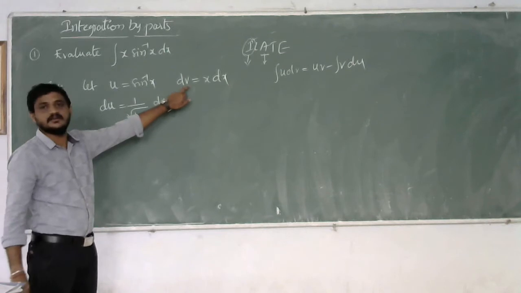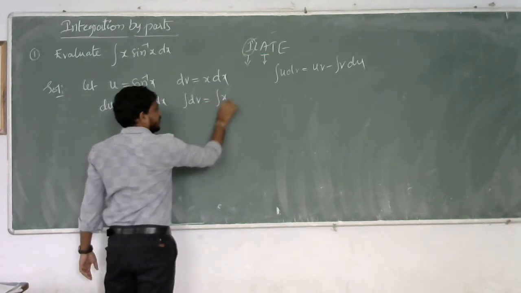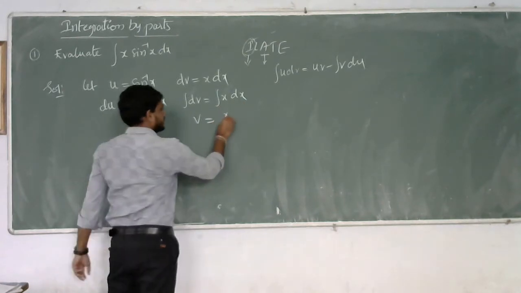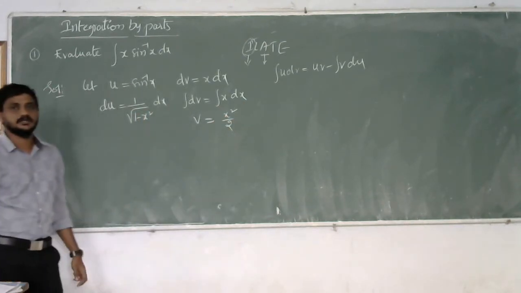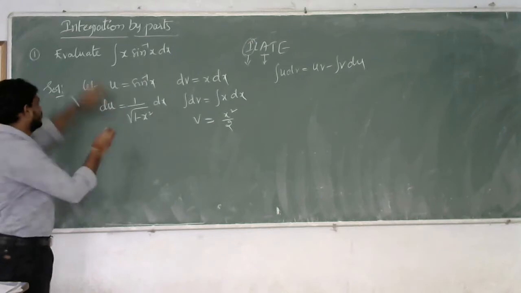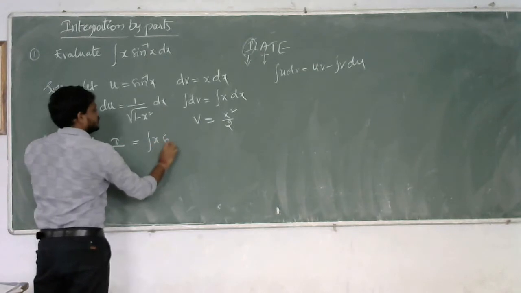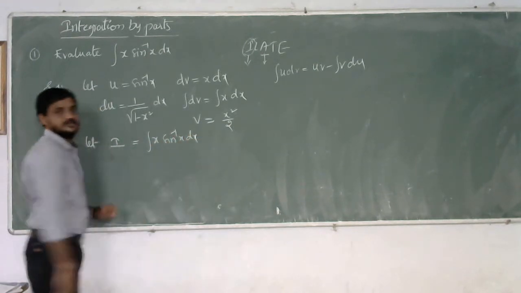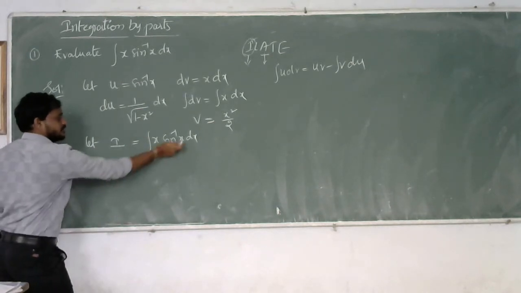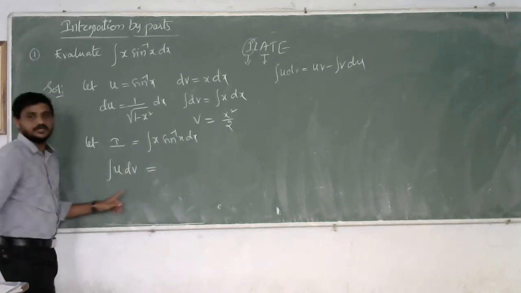Then we need to find the v value. How can we find v? By integrating. Integral dv equals integral x into dx, so v equals x square by 2. Now we have four values: u, du, dv and v. Now let us take the integral as I. I equals integral x into sin inverse of x into dx, the given integral. Here sin inverse of x is u and x into dx is dv, which is in the form of integral u dv.